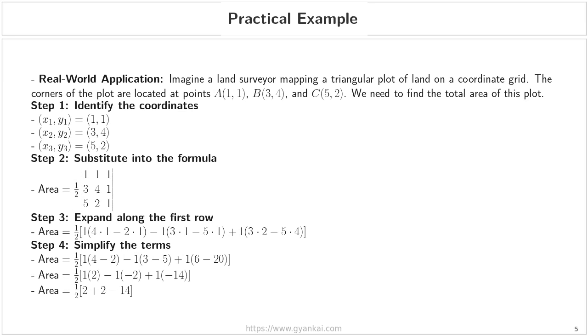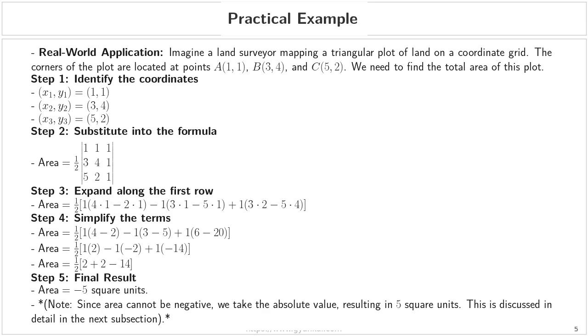Moving to step 4, let's simplify these terms. Inside the first bracket, 4 minus 2 gives us 2. In the second bracket, 3 minus 5 gives us negative 2. And in the third bracket, 6 minus 20 gives us negative 14. When we multiply these out, we are left with 1 times 2, minus 1 times negative 2, plus 1 times negative 14. This simplifies further to 2 plus 2 minus 14. Finally, in step 5, we calculate the final result. 2 plus 2 is 4, and 4 minus 14 leaves us with negative 10, so our calculation gives us negative 5 square units.